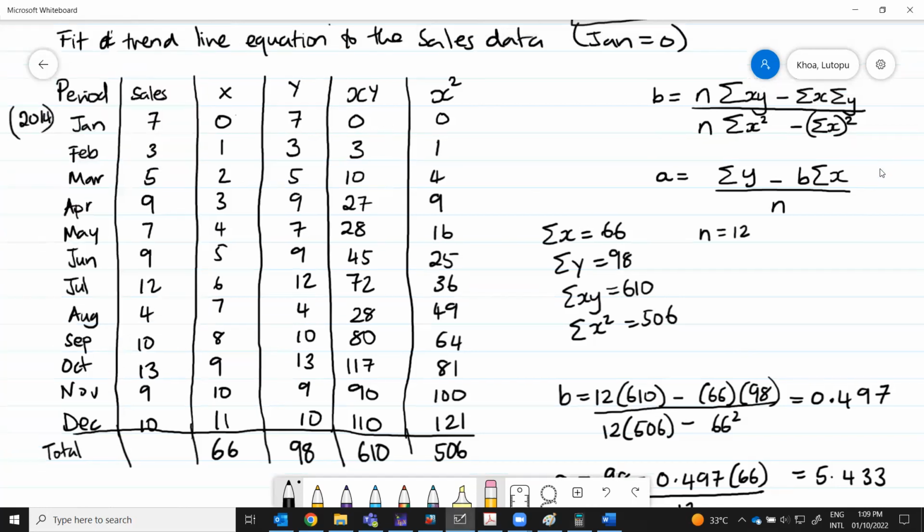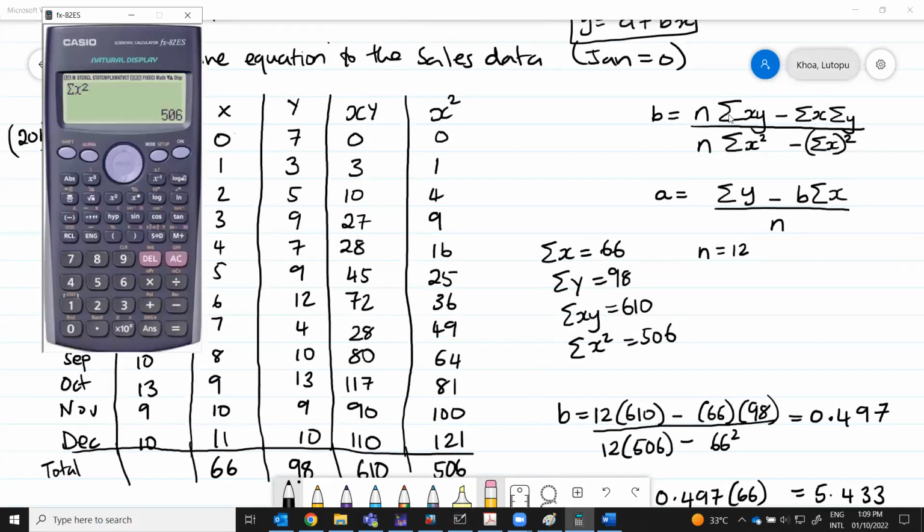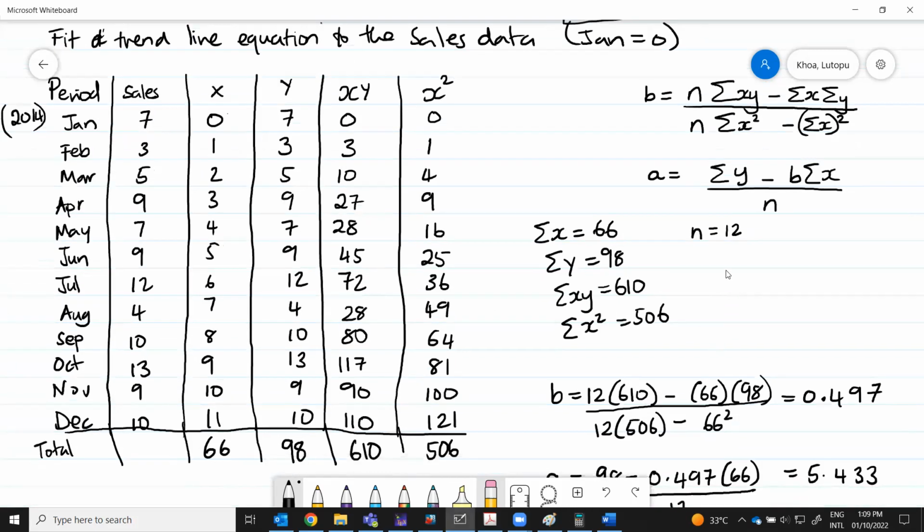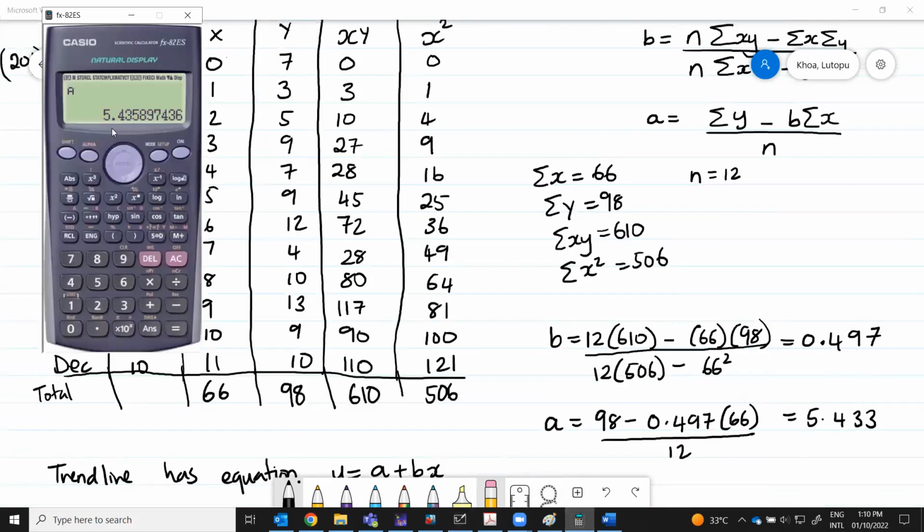And then you would substitute them over here. Now your calculator can also work out your A, B, and C. So you just press on and then shift, stat, then regression, number 7. Then to work out A, you press 1 equals, 5.435, and that is exactly what we got, or very close to what we got. It's not exact because the value I used here is rounded off. So I got 5.435. So this is the exact value if you don't use the rounded off value here.